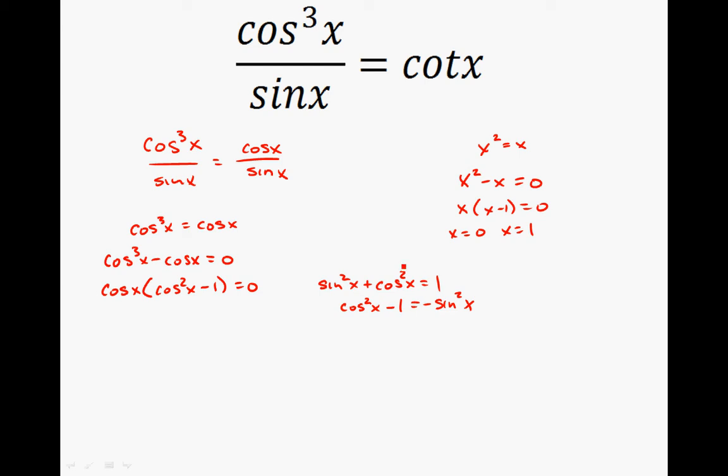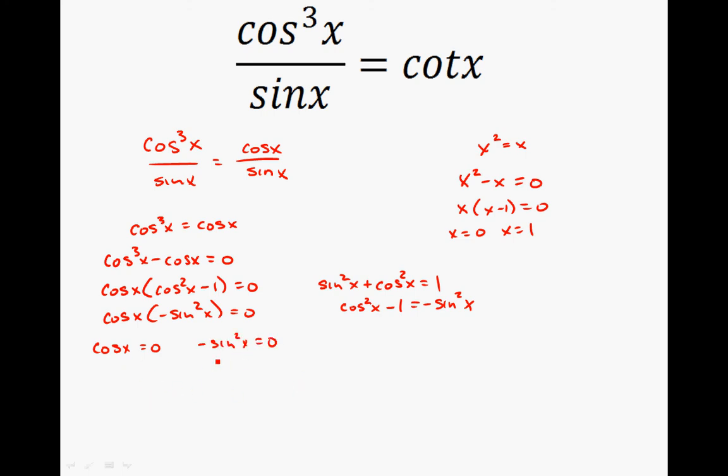All right, so I manipulated this identity, which is always true, so that it matches what's in the parentheses here. So cosine squared x minus 1, I can replace with negative sine squared x. So cosine x times negative sine squared x equals 0. Now I can set both of these equal to 0: cosine x equals 0 and negative sine squared x equals 0.